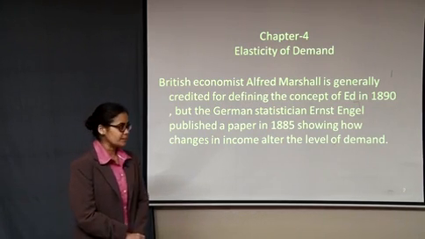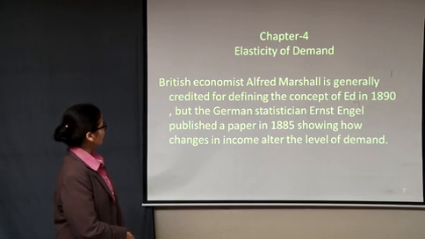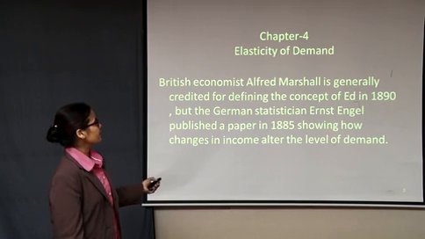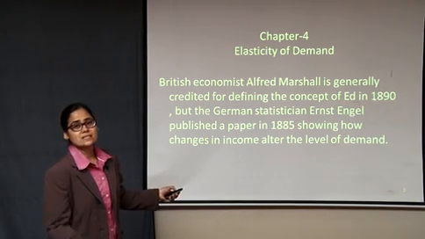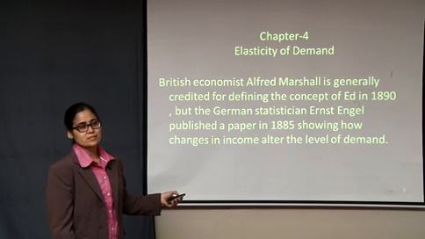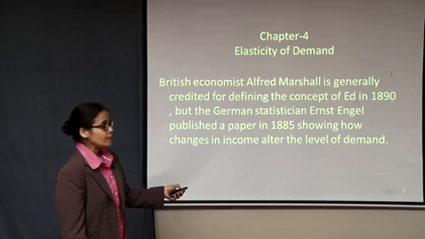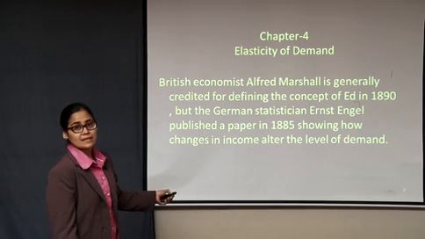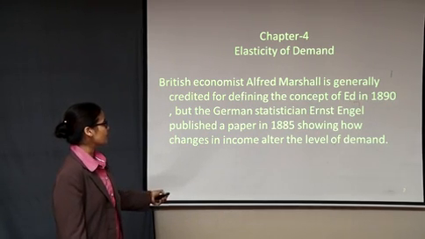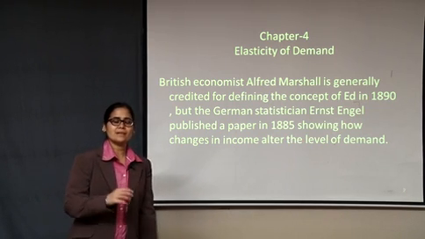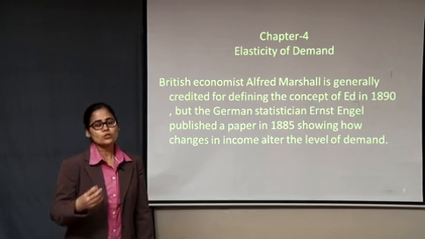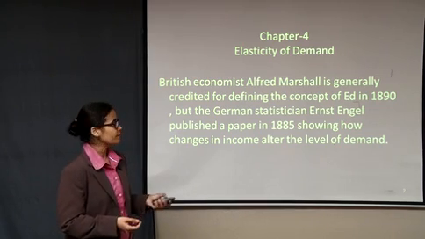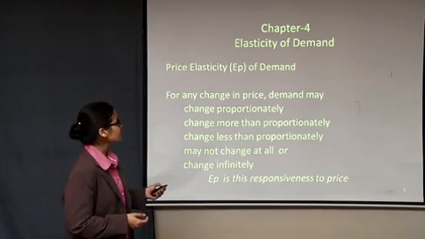We would begin this chapter by reading this slide which is about a British economist, Alfred Marshall. He is generally credited for defining this concept of ED. Now, this is the symbol which I have used for elasticity of demand in 1890. But it was the German statistician Ernst Engel who published a paper in 1885 showing how changes in income alter the level of demand. So this slide is just an introductory information for you to know the contribution which has been made by these various economists on elasticity of demand. Let's understand this in the further slide.